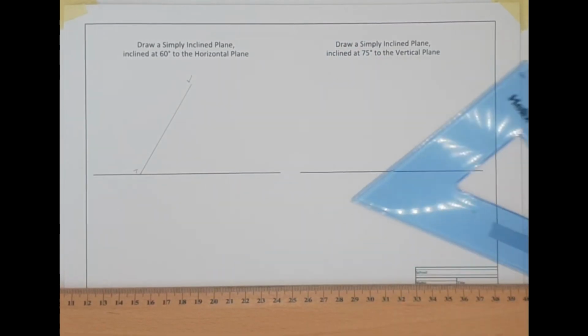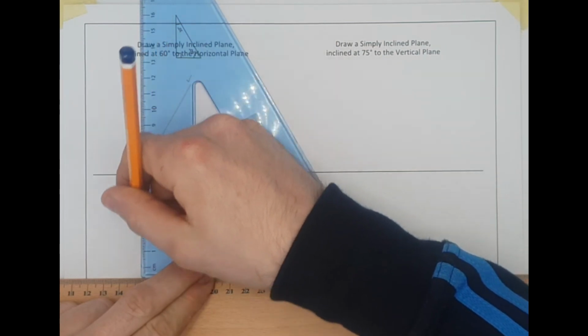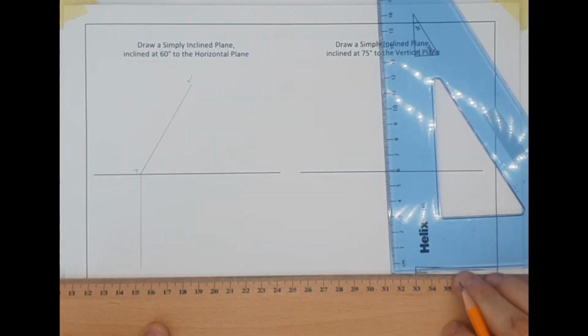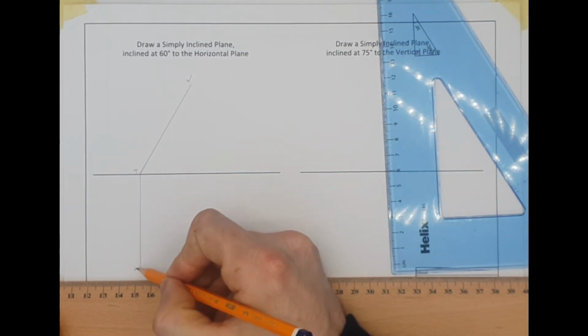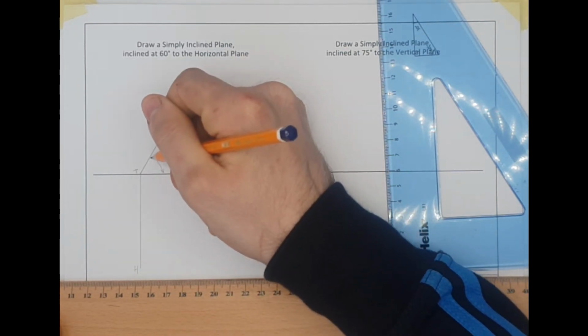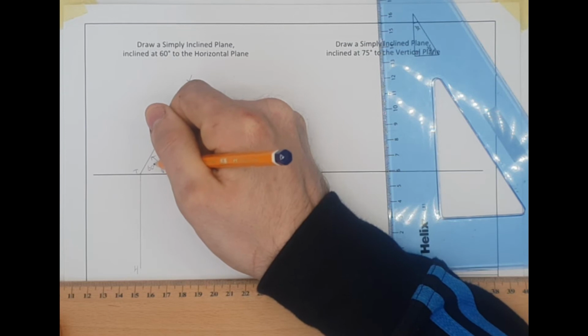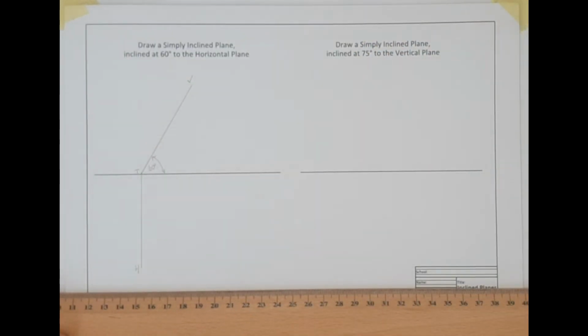It is simply inclined at 60 degrees to the horizontal, but don't forget the horizontal trace, which just stands straight out. And if you're not sure of any of this, you need to just flick back in the video a little bit and see what the simply inclined to the horizontal plane looks like. So there's my H. There's my vertical trace. It stands at an angle there of 60 degrees. Next one is draw a simply inclined plane which is inclined at 75 degrees to the vertical.